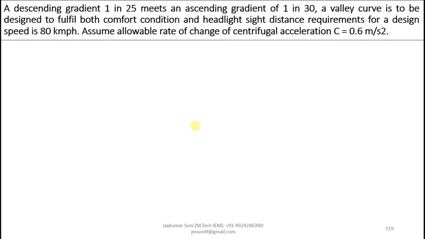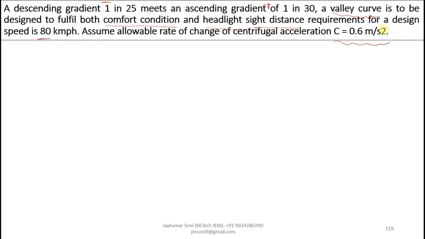Now let us move towards another example, which is the last category of example. A descending gradient, descending means it will be in minus, 1 in 25, meets an ascending gradient of 1 in 30, means plus. A valley curve. We need to calculate the length of the valley curve with the consideration of both comfort condition and headlight sight distance consideration. The speed given over here is 80 kmph and the value of C given is 0.66 meter per second square.